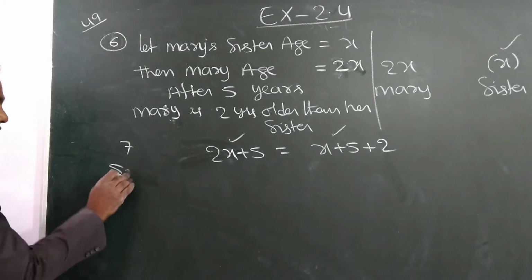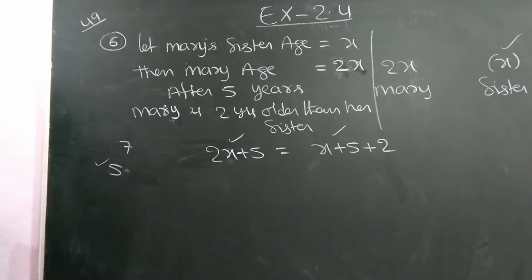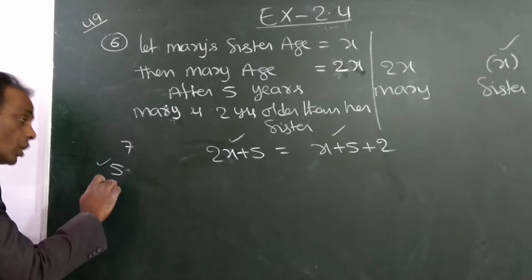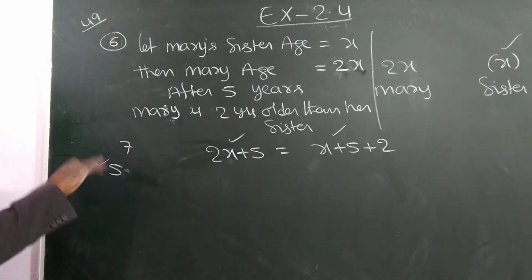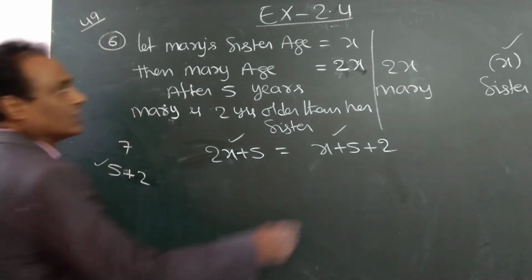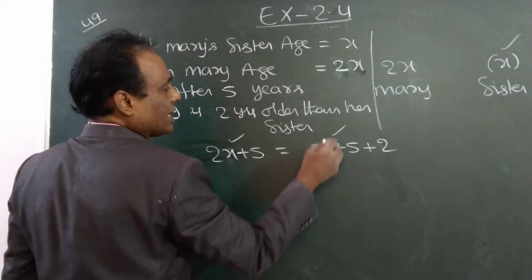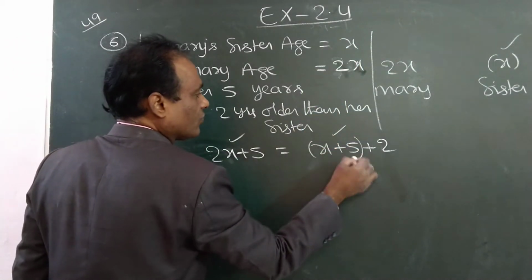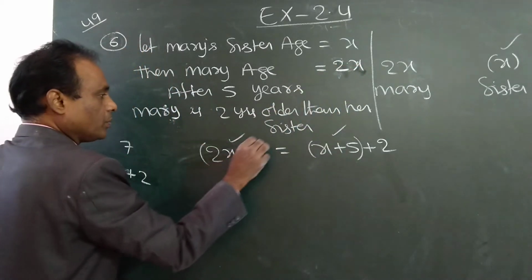So suppose sister's age is 5. Then Mary is 2 years older. 2 years more. 2 years greater. 2 years more means plus 2. Like that. So after 5 years the sister will become x plus 5. Mary will become 2x plus 5.